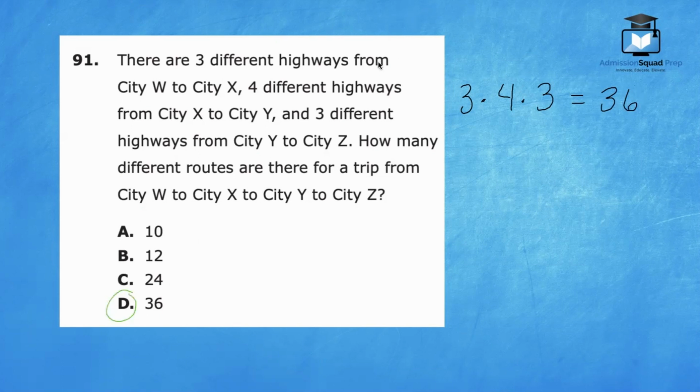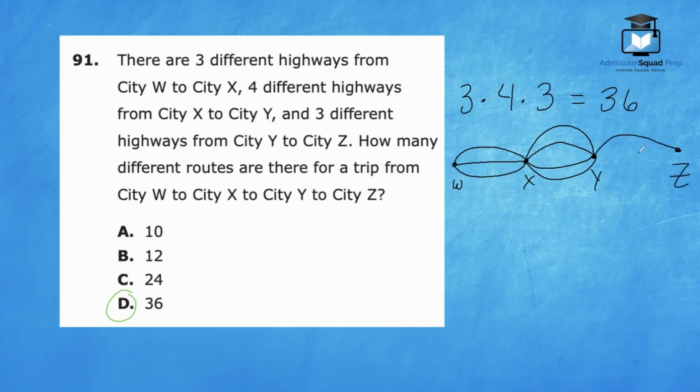But for those of you who would like a visual, let's go ahead and set up a diagram. There are 3 different highways from city W to city X. We will start off at W, we're going to X, and we can go using 3 different routes. 1, 2, 3. There are 4 different highways from city X to city Y. So we have 1, 2, 3, 4. And there are 3 different highways from city Y to city Z. We have 1, 2, 3. How many different routes are there?